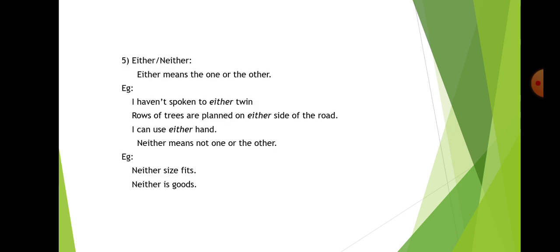Next, either or neither. Either means the one or the other. For example, I have not spoken to either twin. Next, rows of trees are planted on either side of the road. Next, I can use either hand. Neither means not one or the other. For example, neither size fits. Next, neither is good.